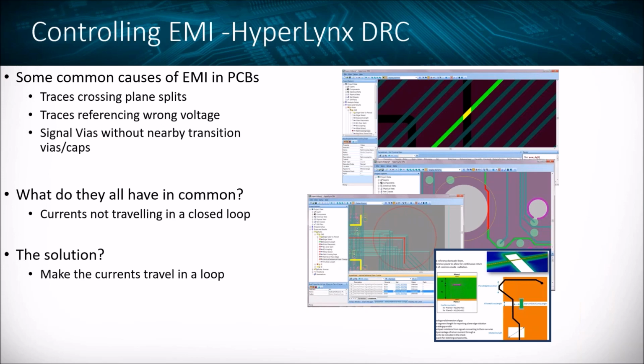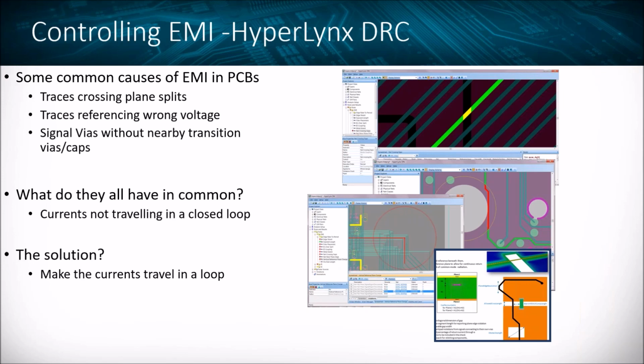Major causes of EMI in printed circuit boards are traces crossing plane splits. As soon as that happens, the reference plane and the return current path are blocked by this split in the reference plane. So the return current is going to have to radiate around and find the closest return path that it can, and that's really leaving a lot up to chance. So this will identify those very quickly and allow us to see if that's going to be a huge issue.